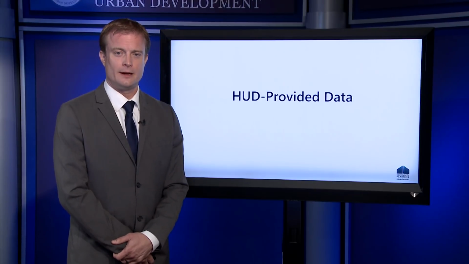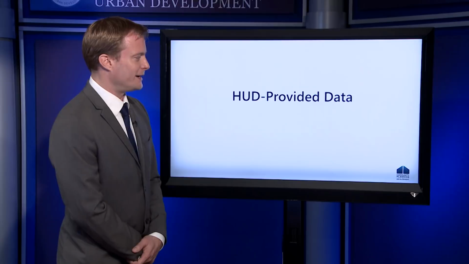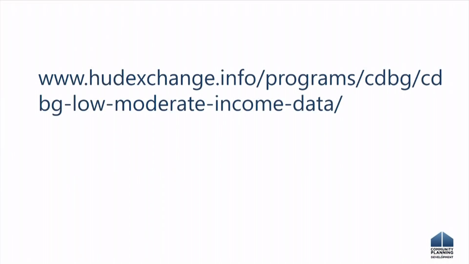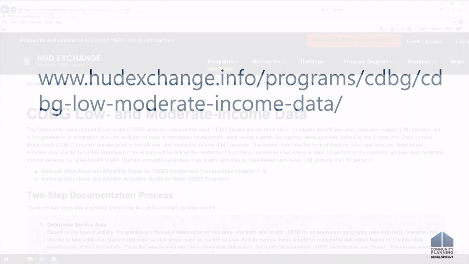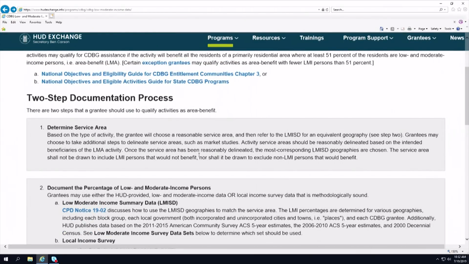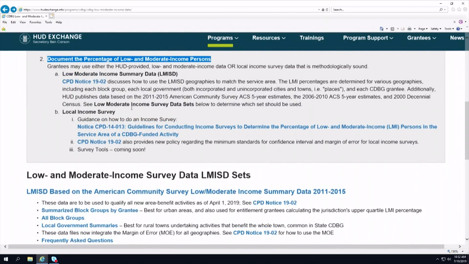Now, a little bit more about the HUD provided data and how it actually looks. For that, you're going to go to www.hudexchange.info. This is our page of low and moderate income data on hudexchange.info. You'll find the two-step process that we discussed to first determine your service area, followed by documenting the percentage of low and moderate income persons in that area. Links to the notices I've referenced.